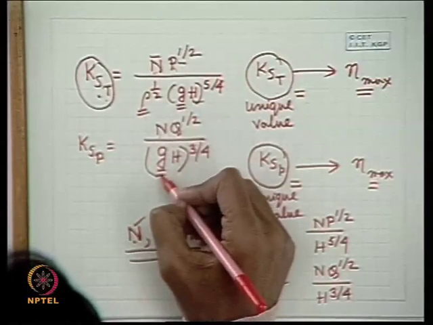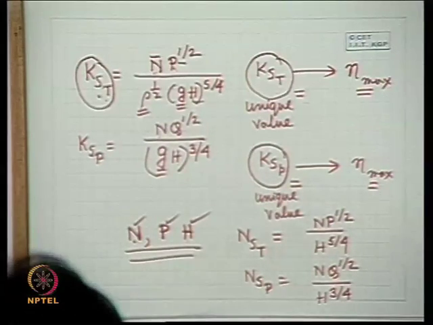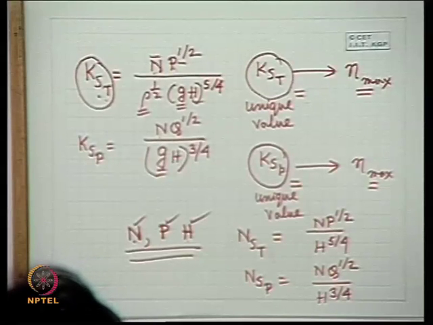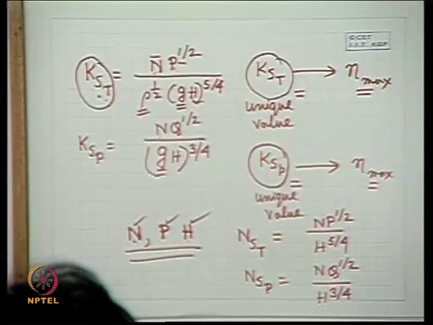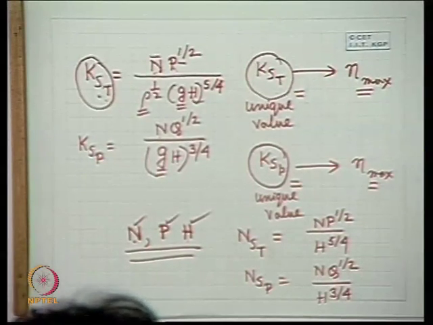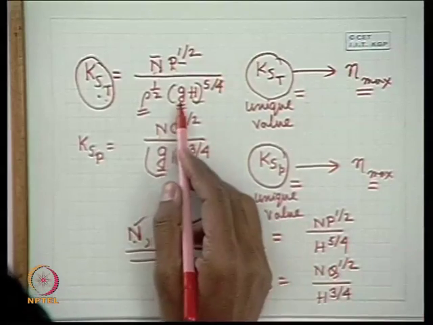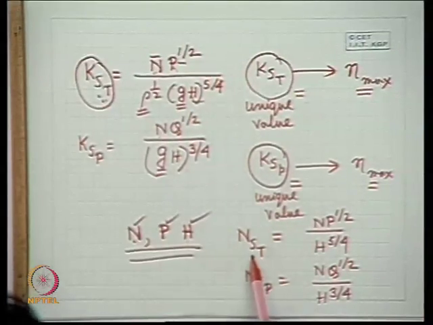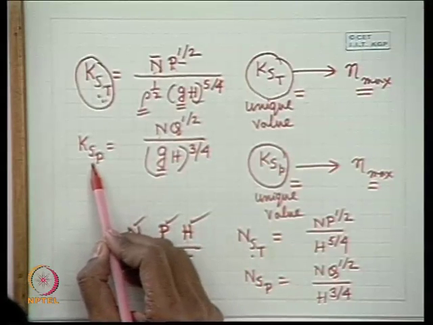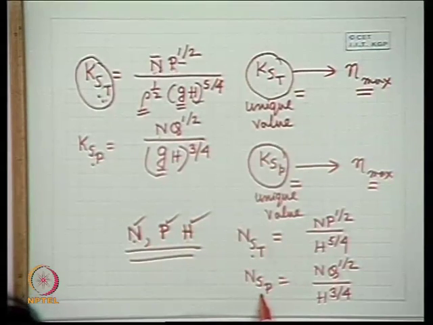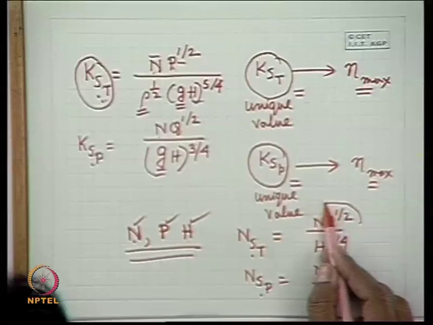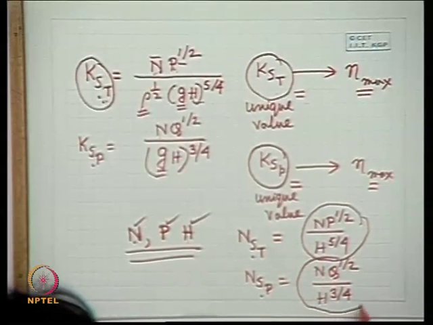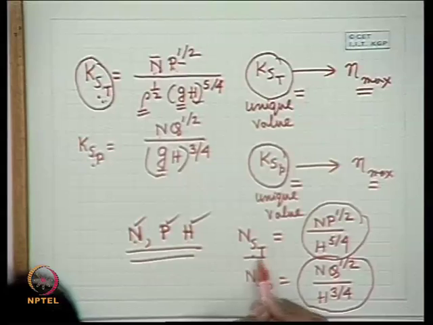We see that acceleration due to gravity doesn't vary from pump to pump or turbine to turbine, and also the turbines or pumps handling water, where the rho remains virtually constant, then we can get rid of this g and rho, because equality of KST means the equality of NST. Similarly, equality of KSP means the equality of NSP. That means we come across only the combination of N, P, H and N, Q, H.